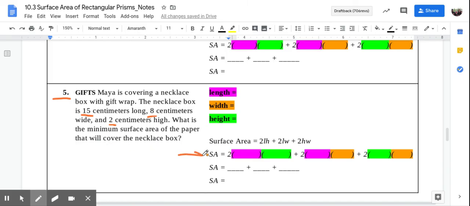Write out this formula. I only want you to tell me, what is the total surface area for this box?